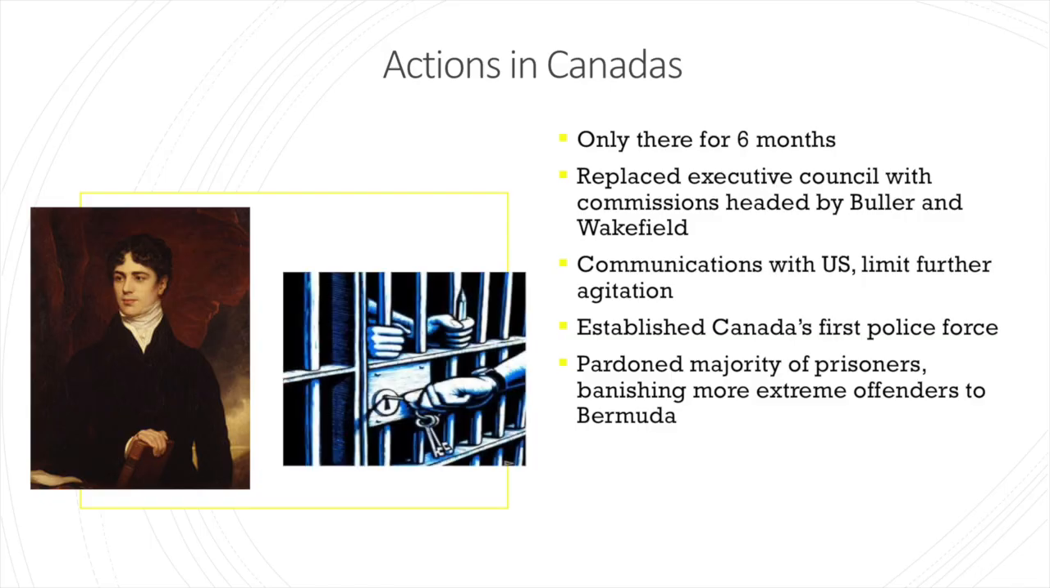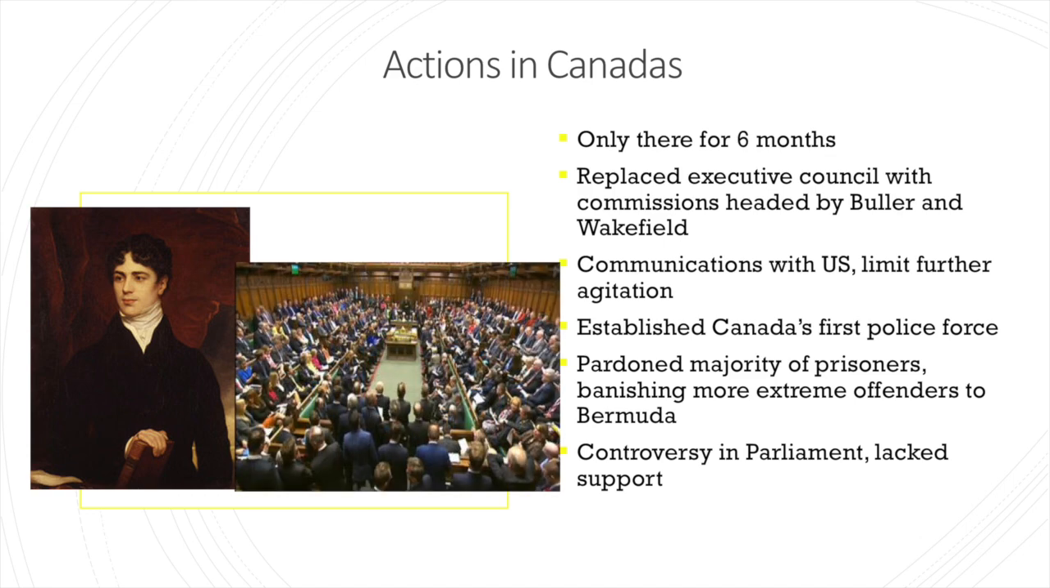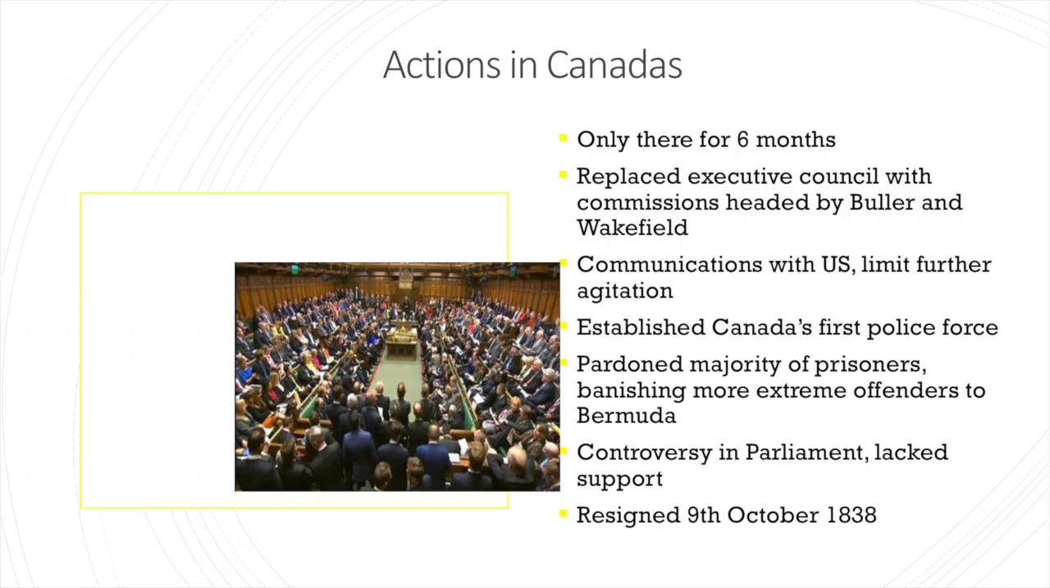So what this did is it made him very popular among the Canadians, but it had detrimental consequences with his relationship with Parliament because it created a lot of controversy. And so he lacked support in Parliament. There was a debate in the House of Commons. Melbourne didn't support him. Remember, he had beef with this guy. And so this prompted Durham's resignation. They ousted him. So he resigned October 1838, a little bit before the revolt in Lower Canada actually finished.